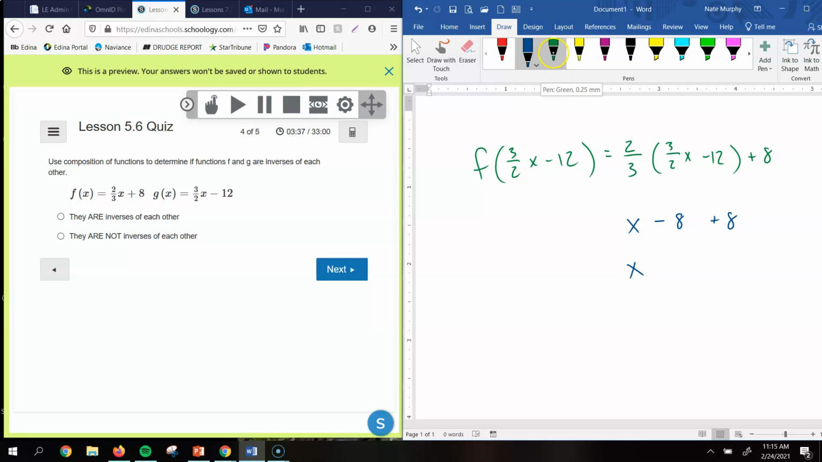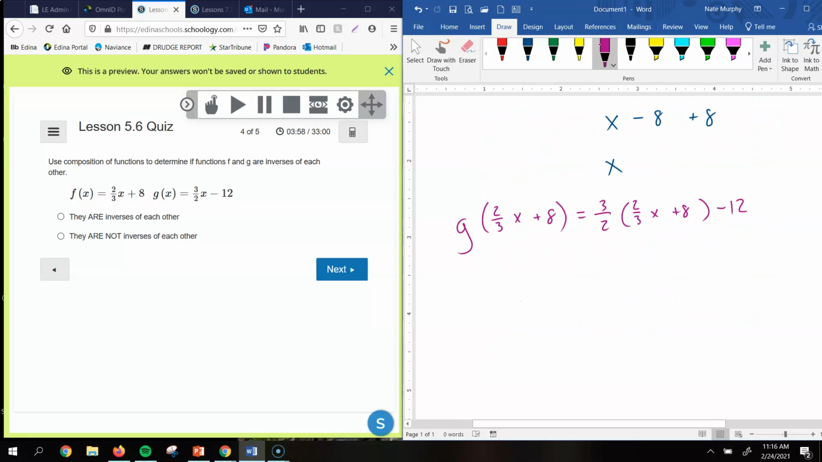Now I got to check to make sure that it works when we put function f into function g. Function f, remember, is 2/3 x plus 8. So I'm going to put that into function g. Function g says to take 3/2 times my input and subtract 12. Again, my input is 2/3 x plus 8. So I'm going to distribute the 3/2 through. The 3/2 and the 2/3 cancel each other out, leaving me with just x. And 3/2 times 8 would be 12, so that would be plus 12, and then we have minus 12. Well, 12 minus 12 is 0, so we're left with just x again here.